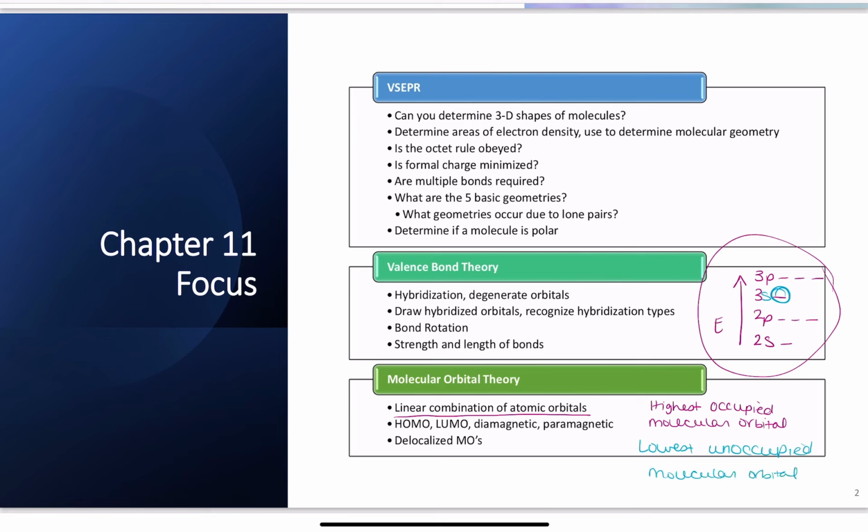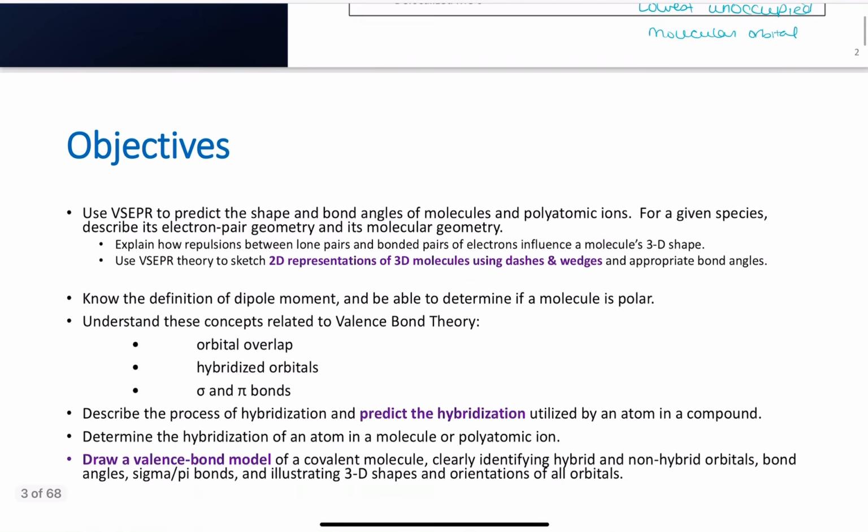If our HOMO was the 3s, then the 3p would be our LUMO, the lowest unoccupied. Diamagnetic and paramagnetic, we've learned those terms before. They are back. And then delocalized molecular orbitals.